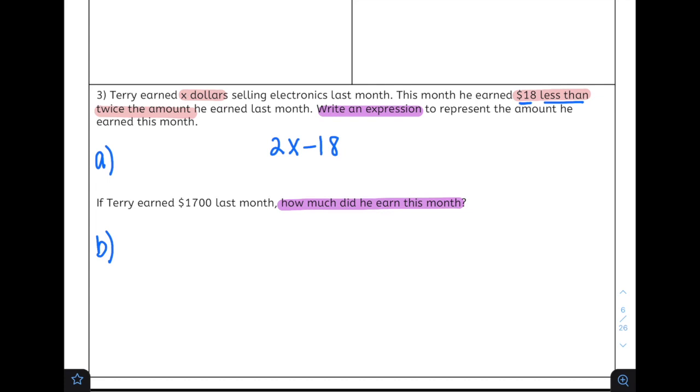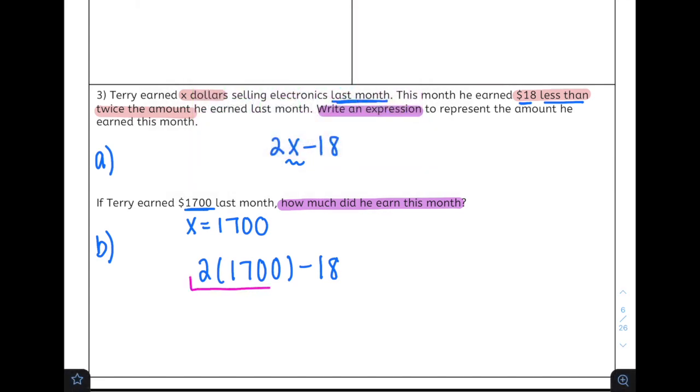If Terry earned $1,700 last month, how much did he earn this month? So again, you're using this expression. x is going to be what Terry earned selling electronics last month, and we know that. So here we're going to substitute x is 1,700. So 2 times 1,700 minus 18. Again, just substituting.